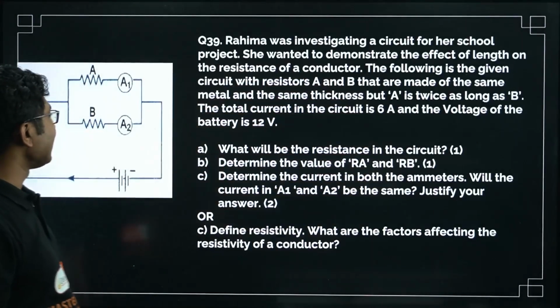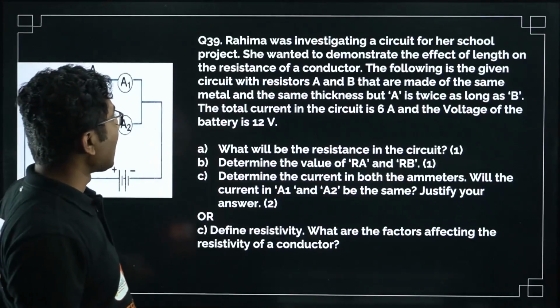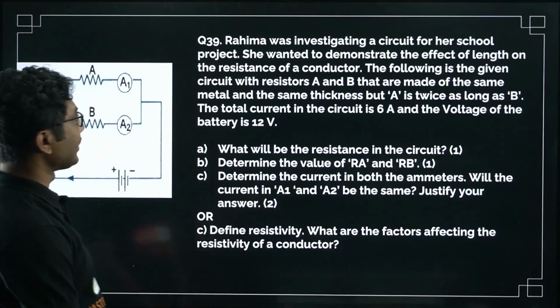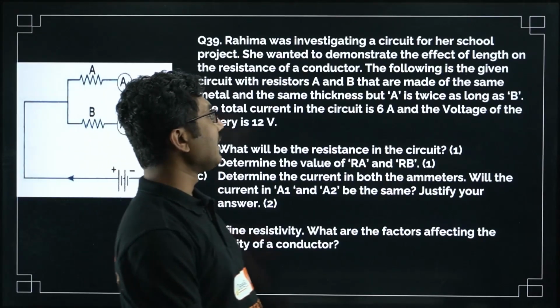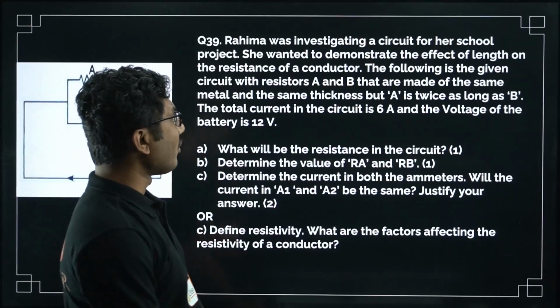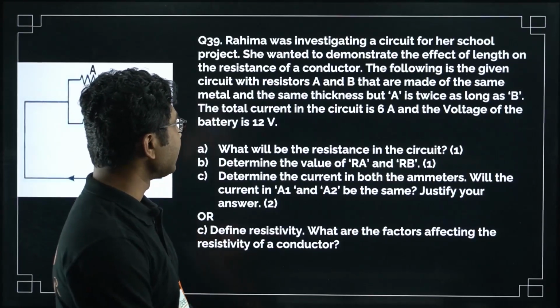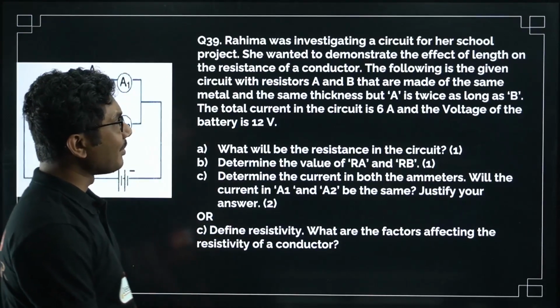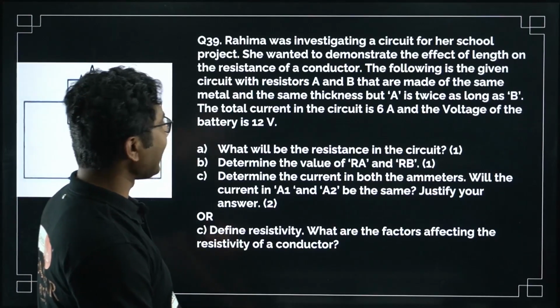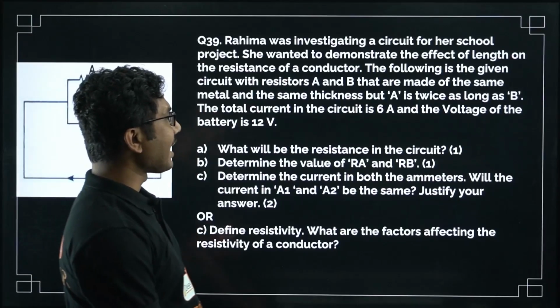Now, a 4-marker case study based question. Rahima was investigating a circuit for her school project. She wanted to demonstrate the effect of length on the resistance of a conductor. The following is a given circuit with resistors A and B that are made of the same metal and the same thickness, but A is twice as long as B.